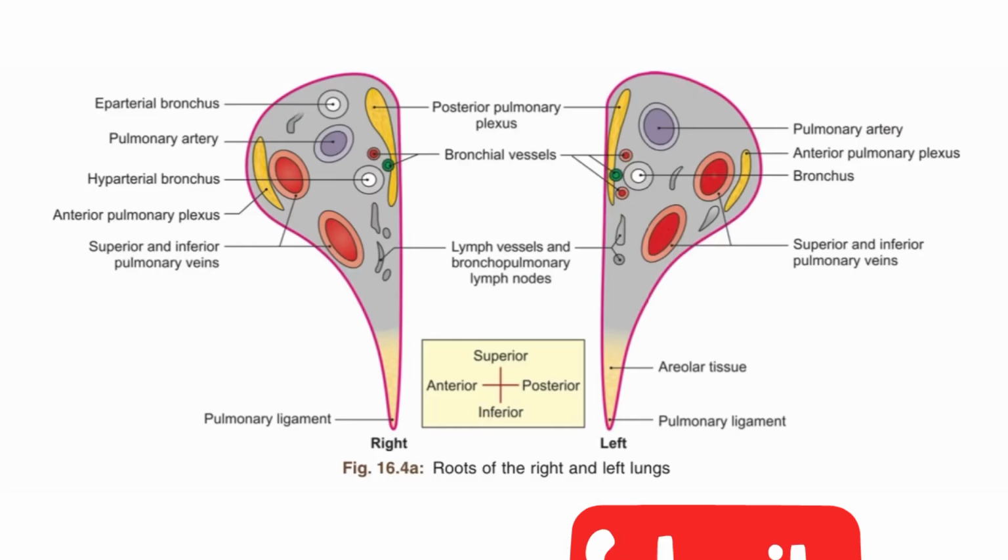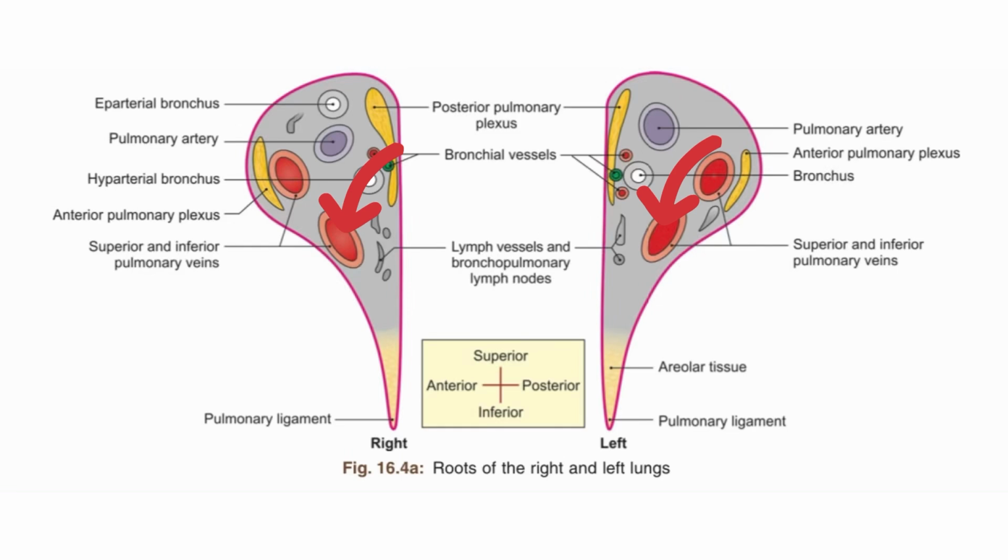So talking about the arrangement of structures on the lungs, from anterior to posterior, it is similar on both sides. This simply means that both the right and the left lung have the superior pulmonary vein, the pulmonary artery, and the bronchus. But from above downwards, it is different on both sides of the lungs.